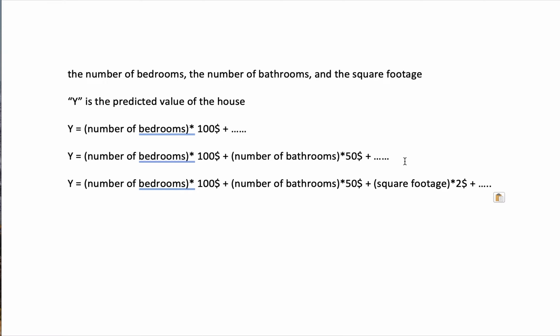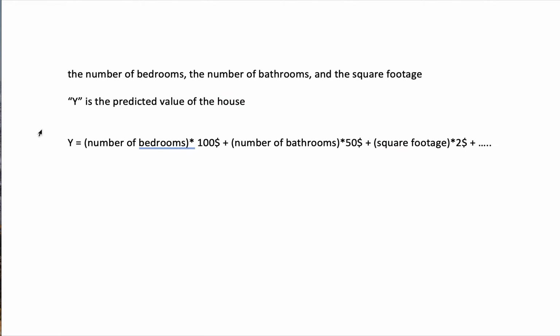So now we have, and let's get rid of these equations because it's just getting repetitive. The predicted value of the house is the number of bedrooms times 100 plus the number of bathrooms times 50 plus the square footage times 2. And this is it. These are linear relations because we're simply multiplying the number of bedrooms or the number of bathrooms or the square footage by a fixed number. That's what it means to be linear.